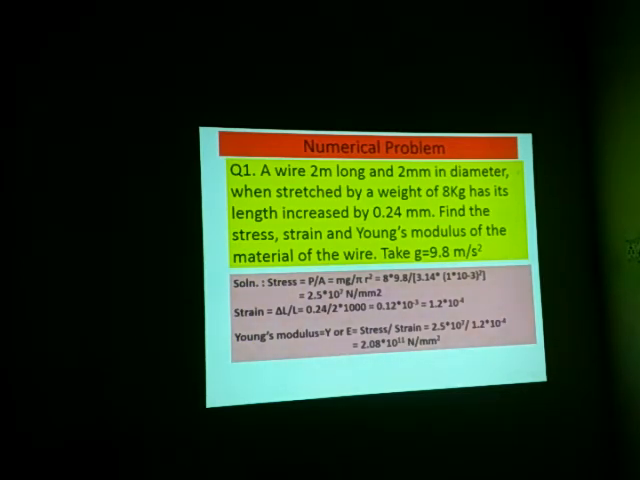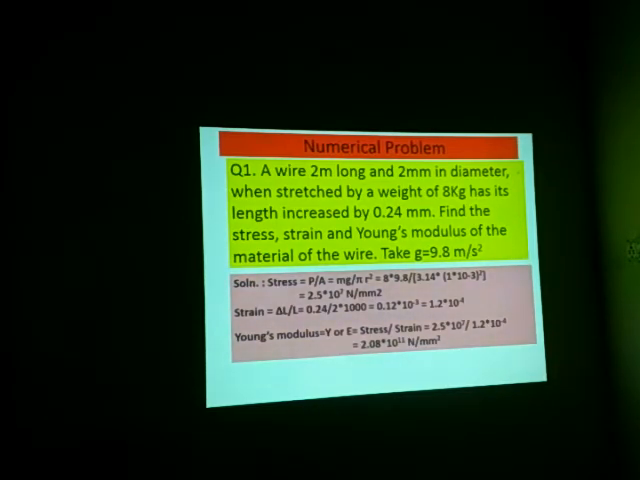Now strain is basically delta L by L. As it is given in this problem that the length is increased by 0.24 millimeter, the delta L is 0.24 millimeter divided by the initial total length, that is 2 meter, basically 2 into 1000 millimeter. So this comes 0.12 into 10 to the power minus 3, that is 1.2 into 10 to the power minus 4. So this is the value of strain.